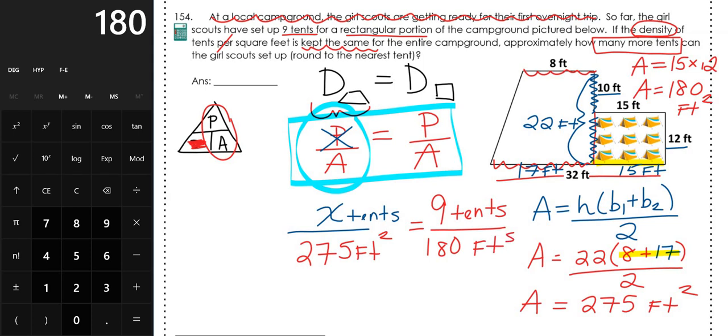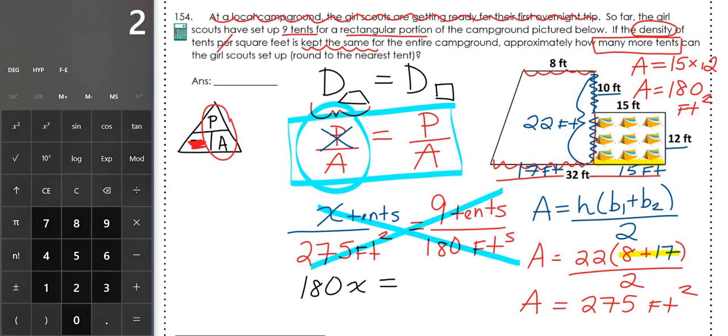And now notice how we match things up. The number of tenths we kept as our numerators. The areas of the two different sections was our denominator, and we just kept it consistent. Now what we're going to do is cross multiply. So cross multiplying, we're going to do number of tenths x times 180, which gets us 180x equals. Now we're going to do the 275 times the 9. So in the calculator, 275 times 9.